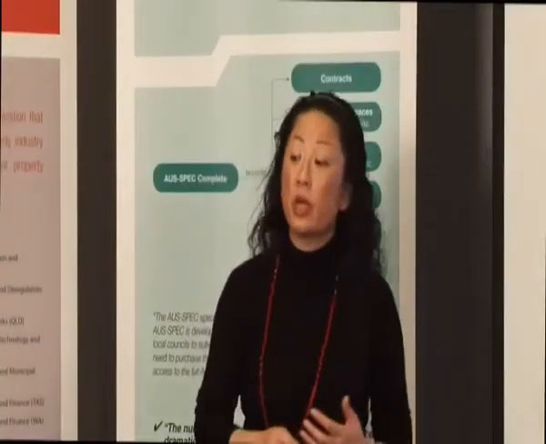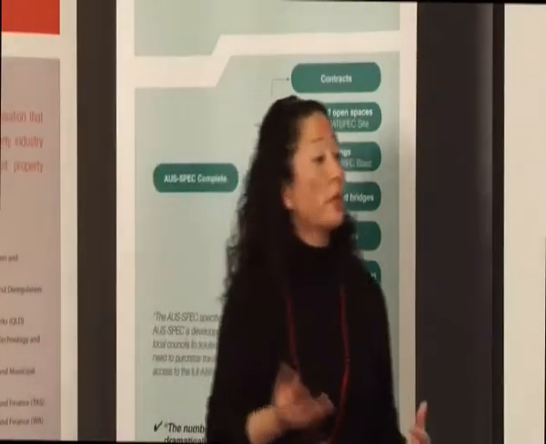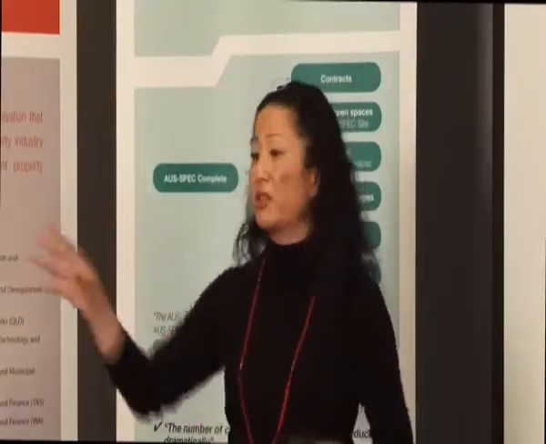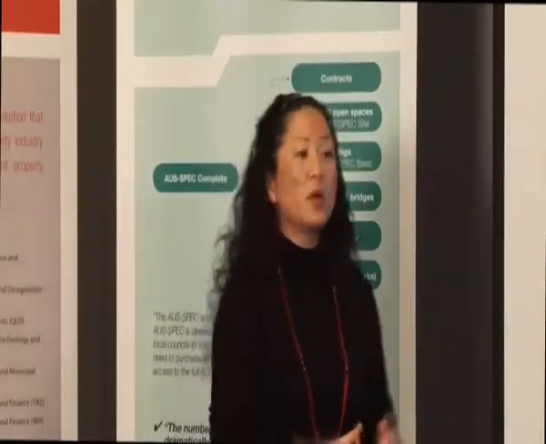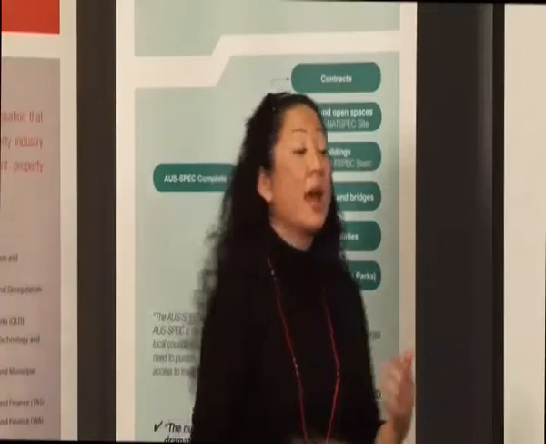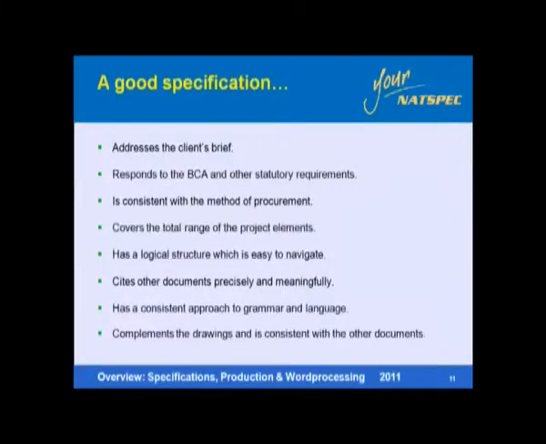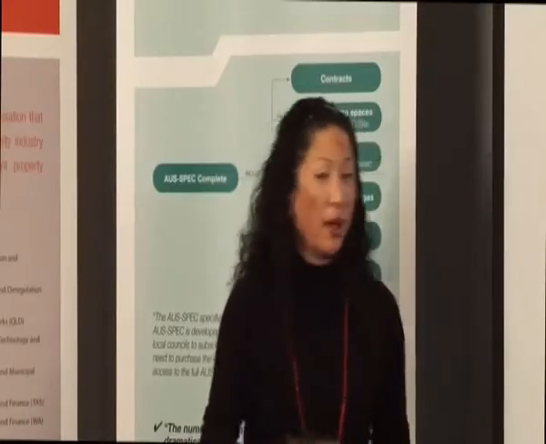It's got a consistent approach to grammar and language. Depending on the size of your job, you may have a number of different people writing the same specification, someone doing the finishes, someone doing structure, someone else doing the civil side of things. So you want to make sure everyone's on the same page when writing that document. We have a document called the Style Guide in NatSpec, which everyone in our office has a copy of on their desk. It says, this is the method of measurement that we use, and this is how we refer to the abbreviations for measurements. So everyone is consistent in the way they refer to things.